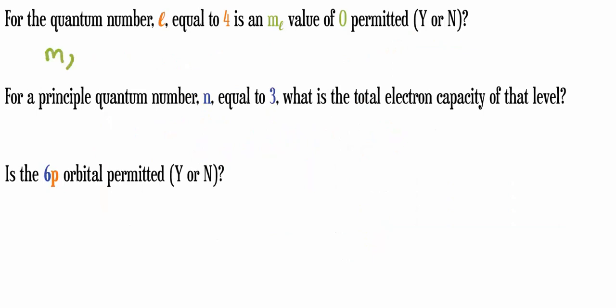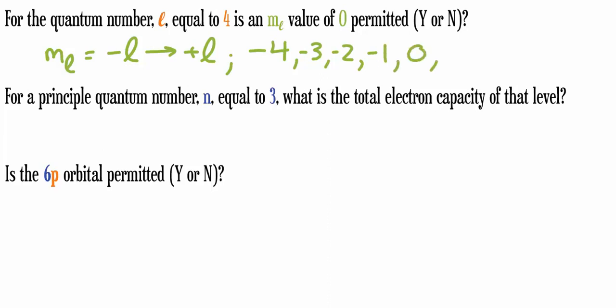Next question. For the quantum number L equal to 4, is an ML value of 0 permitted? Absolutely. ML is allowed to be negative L through positive L. On a number line, 0 would occur, going between negative 4 and positive 4.